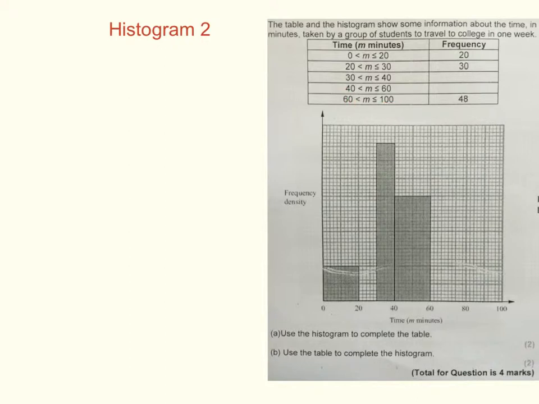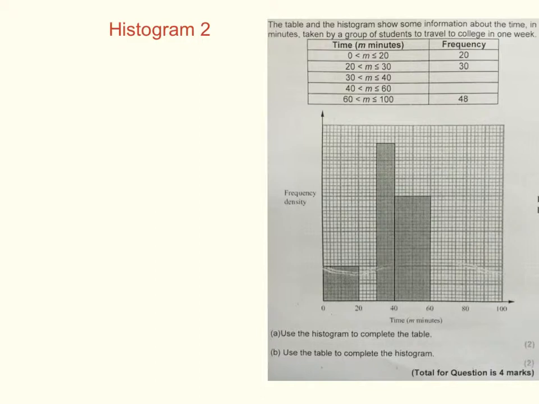The first thing they want us to do is use the histogram to complete the table. So obviously we've got some missing bits of data here. Well, let's draw our attention to the first problem that we've got. Look at the frequency density axis. There are no numbers on it. So that's a problem, and we need to fix that problem first.